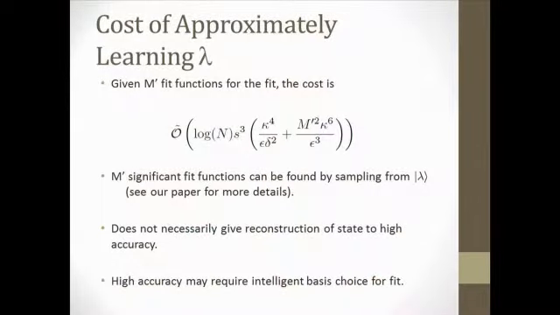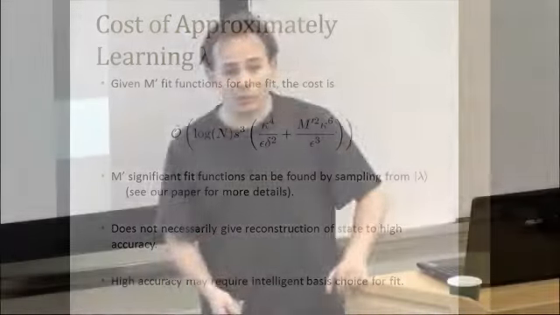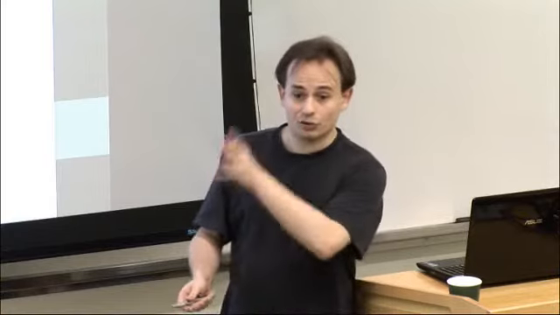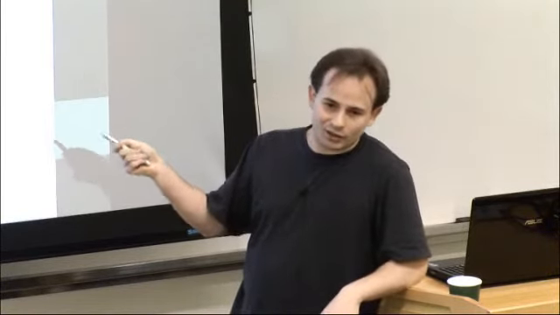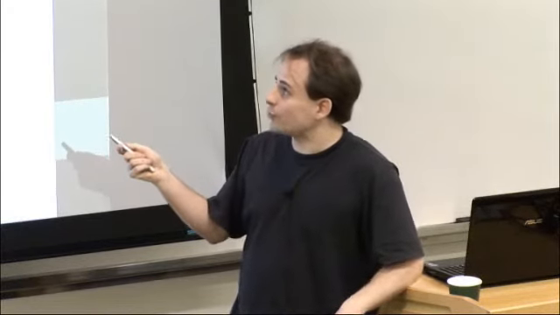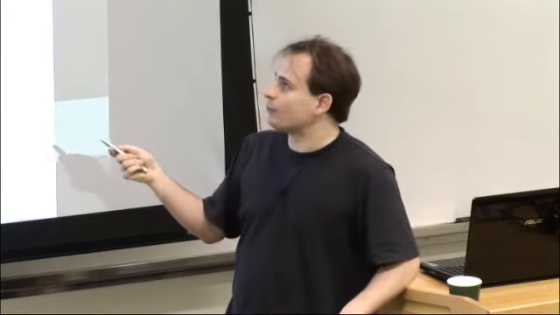OK, so the next thing is if you also want to learn the value of the fit functions, well, one of the things you can do is use compressed sensing as a tomographic technique in order to learn what the amplitudes are for the output states. And that cost ends up coming in as this additive term here, where m prime is the number of fit functions that you actually use, and epsilon is the error tolerance.